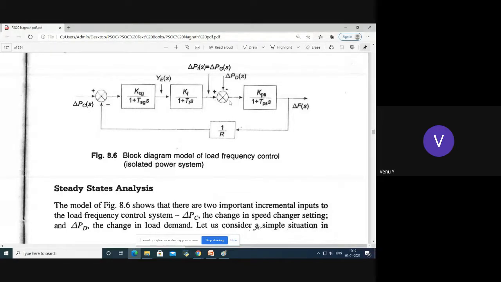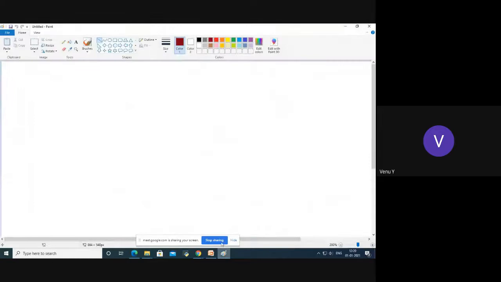Let us recall your control system concept. So let me take one control system.